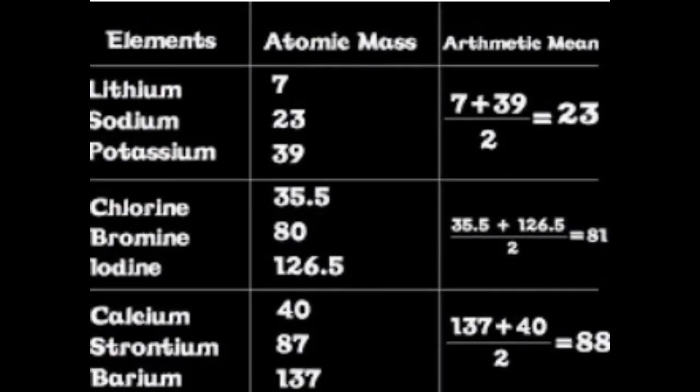If we calculate the mean of the atomic masses of lithium and potassium, it is approximately equal to the atomic mass of sodium. From this example, we understand Dobereiner's triads law. The atomic mass of the middle element was approximately the mean of the atomic masses of the other two elements.